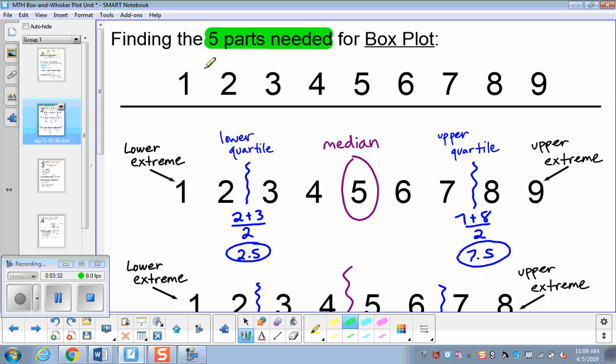So first, we're going to play around with the data set. If I have the numbers 1, 2, 3, 4, 5, 6, 7, 8, and 9, and I've already got it listed here, what the different names are going to be, let me first show you how I find them.